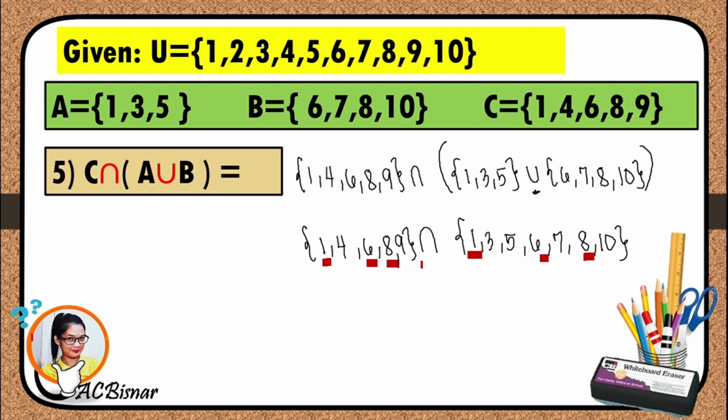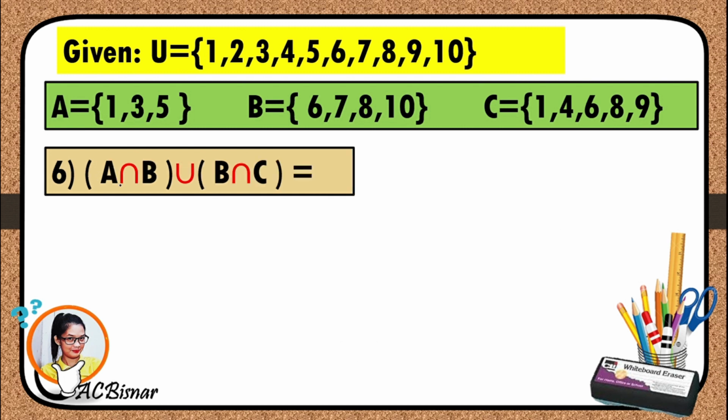So as you observe, we have 3 common elements. Now, what are those 3 common elements? And those 3 common elements will be the answer in here. So let us write it. We have 1, 6, and 8. So this will be our answer. Next.